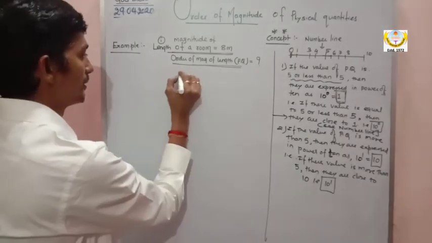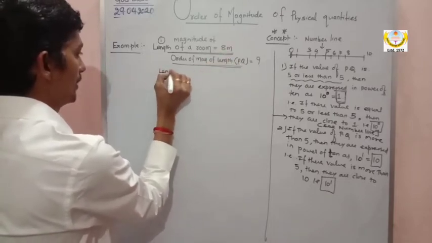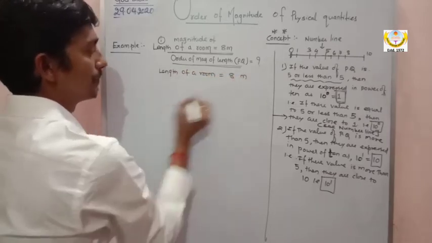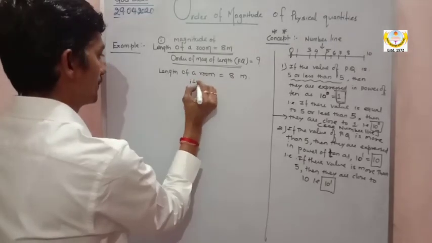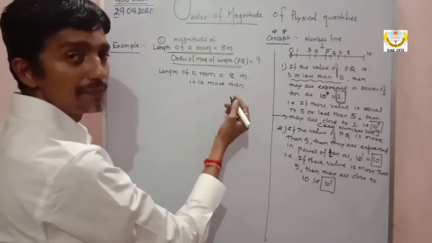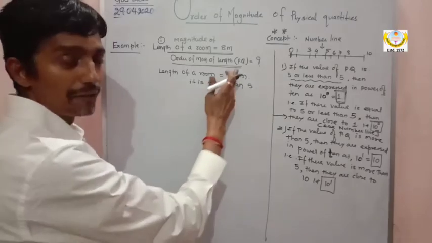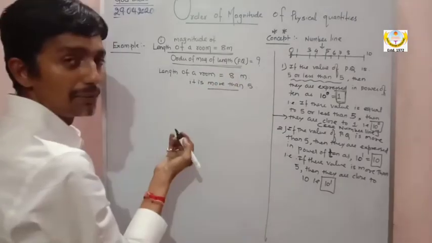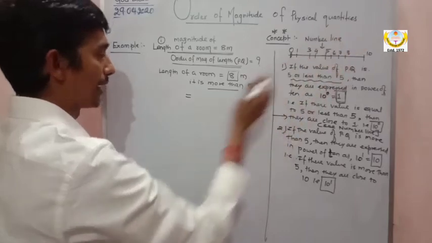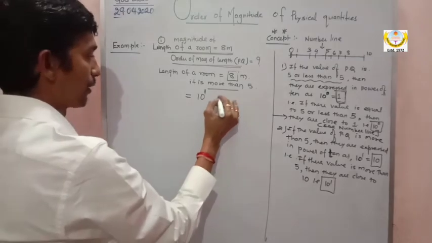So my dear, simple. This is 8. The length of a room is 8 meter. It is more than 5. 8 is more than 5, my dear. Tell me yes or no. So what will the order of magnitude be? It is 8. 8 is close to what? 8 is close to 10. So the order of magnitude is 10 power 1. I will write 8 as 10 power 1.